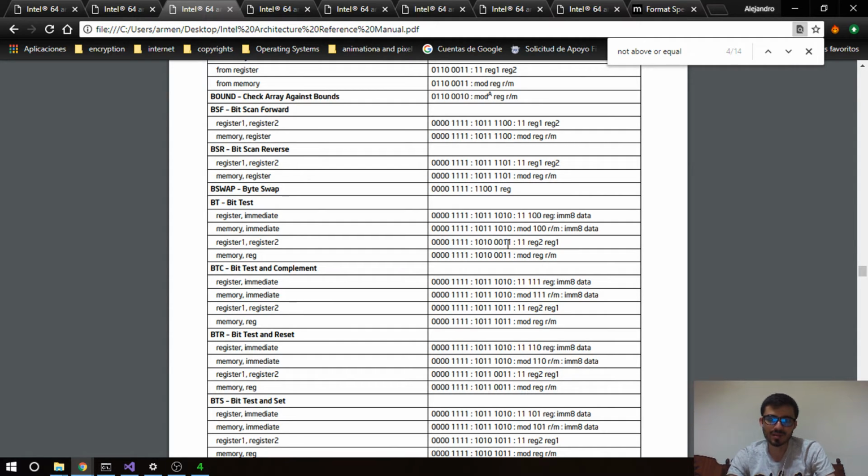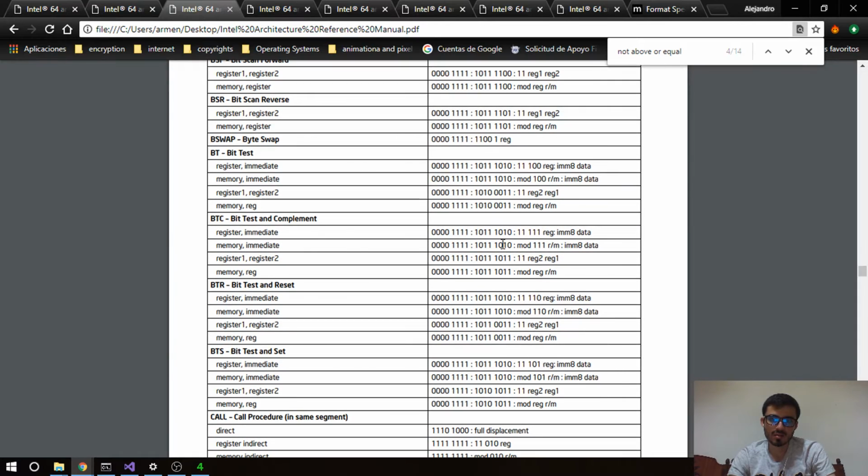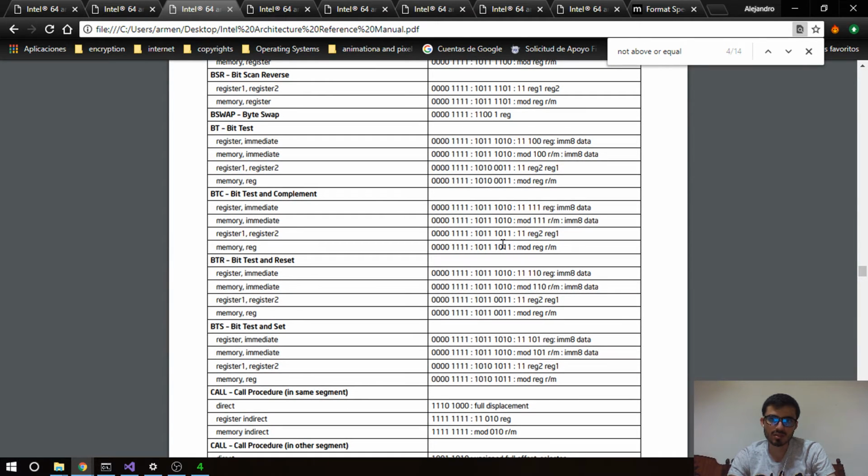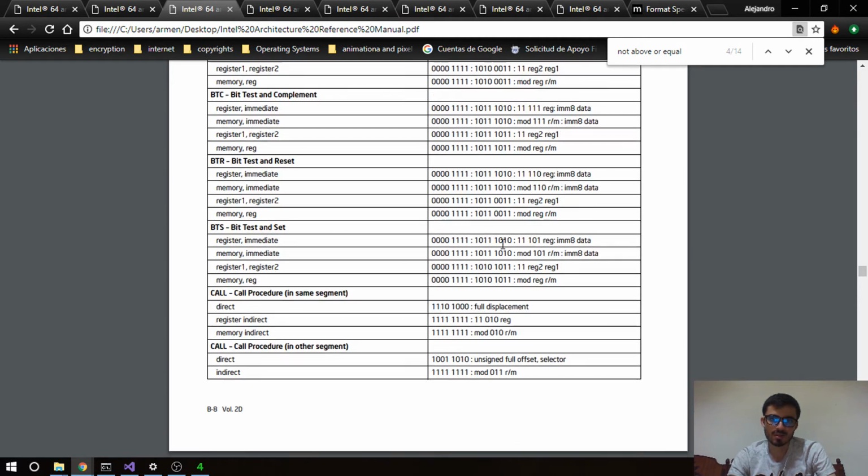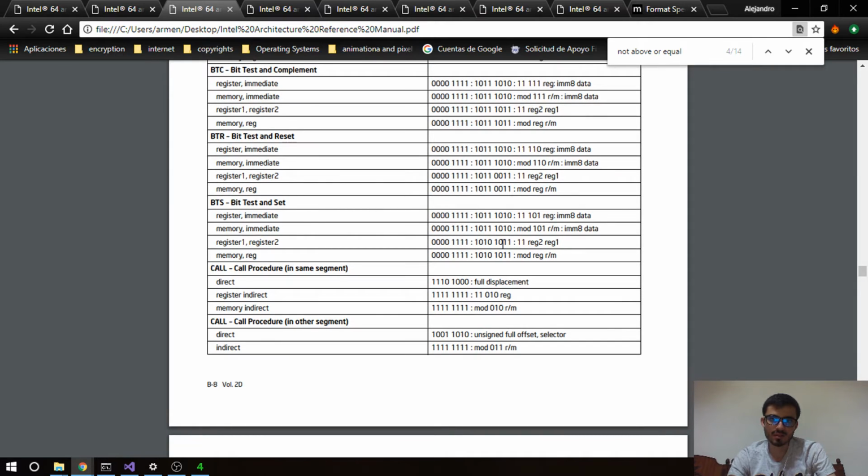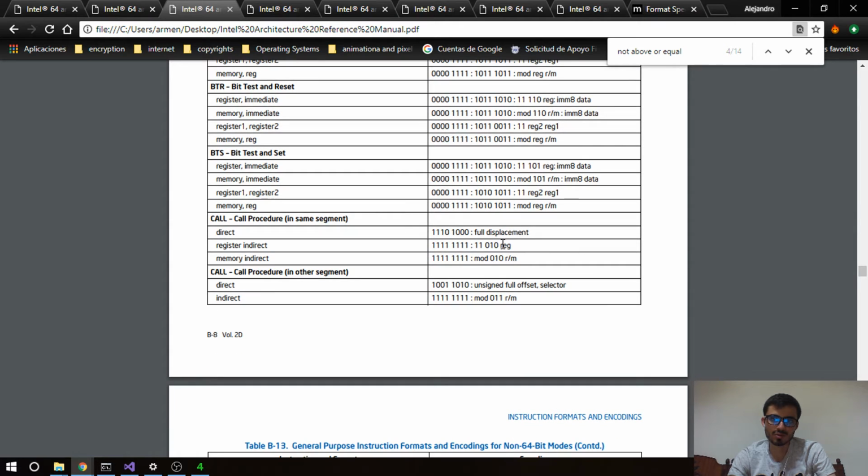But yeah, register memory, register, immediate memory. That makes sense. Immediate 8, register memory. This is a bit test and complement, bit test and reset, bit test and set. Another immediate, the other special signature.